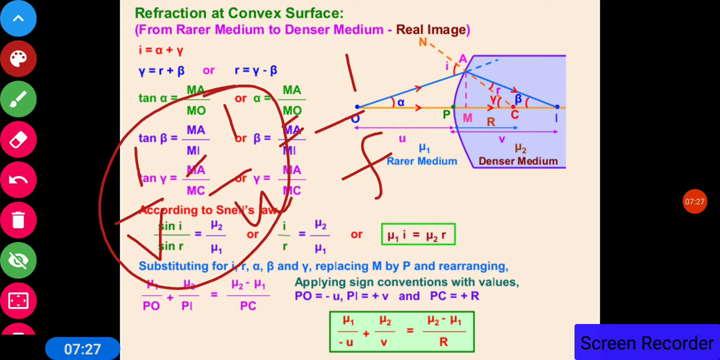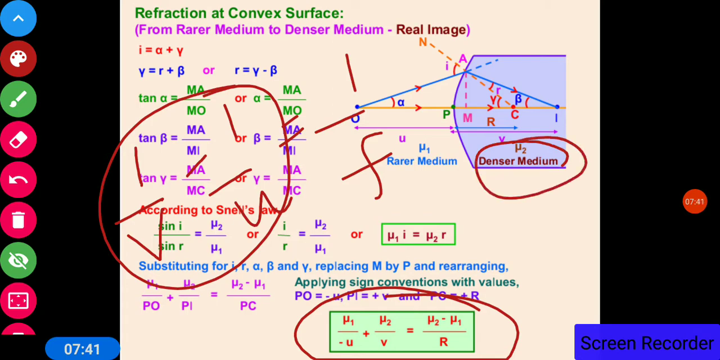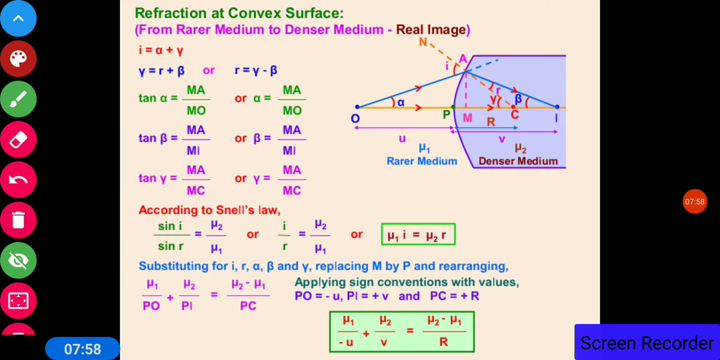I feel it is very easy to remember that 1 upon v minus 1 upon u. So here again, look carefully at the v term: mu2 upon v. Mu2 is the refractive index of the medium in which the image is forming, so mu2 upon v. The object is in mu1, so mu1 upon u, and since it is v minus u, the u term is already written: mu1 upon minus u plus mu2 upon v, and image minus object, that is mu2 minus mu1 upon r. So if you keep this in mind, the formula cannot be written wrongly.